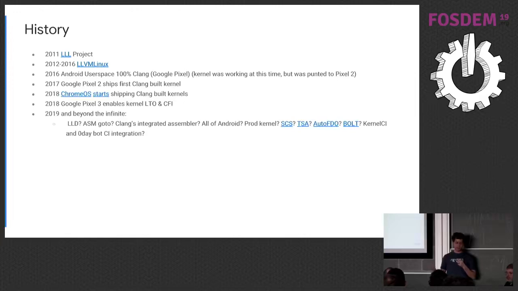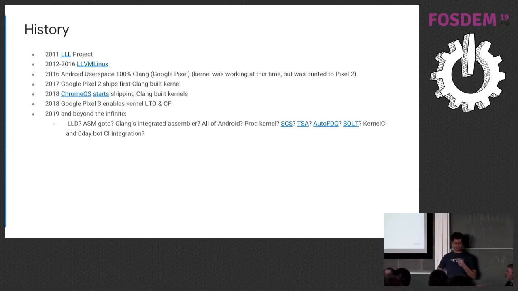Then 2018 Chrome OS. I have two links in there. The first one, I think in March, was when they started flipping it on for their various LTS kernels, and then by October flipped it to be the default compiler. So all kernels going forward for Chrome OS are built with Clang as well. In 2018 for Pixel 3, we got LTO working in the kernel, and then control flow integrity analysis up and running. That CFI helps with trying to prevent ROP chains in the kernel.